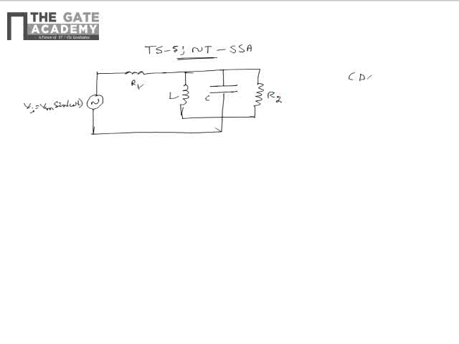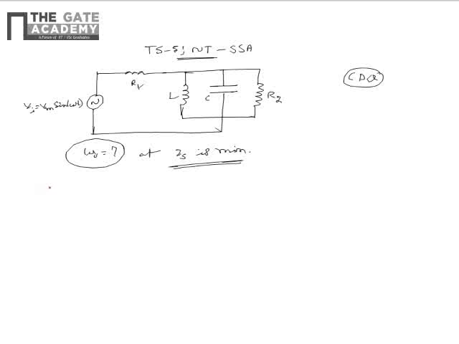Please note that this is a common data question. We need to find the frequency at which the impedance as seen from the source is minimum. We need to find the omega naught such that the impedance as seen from the source is minimum.